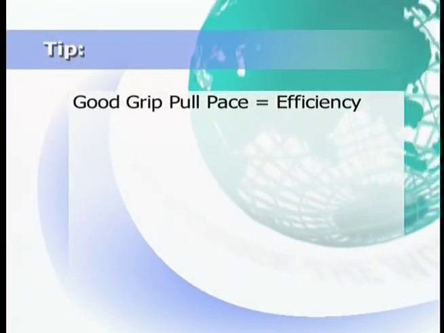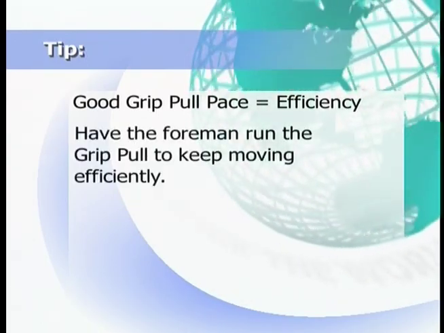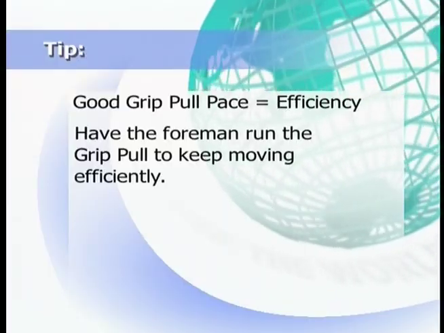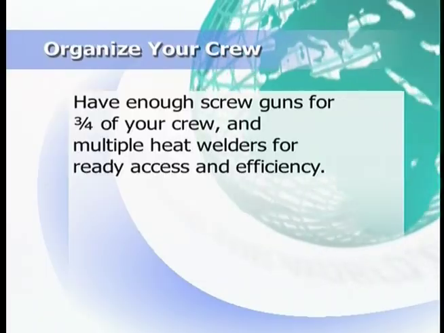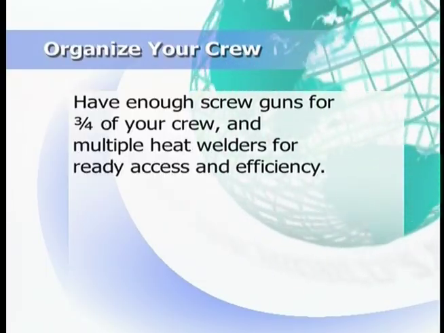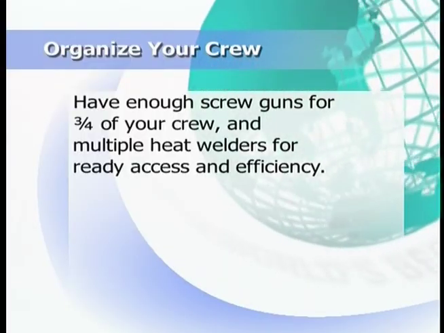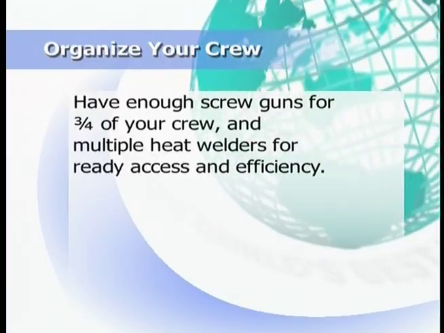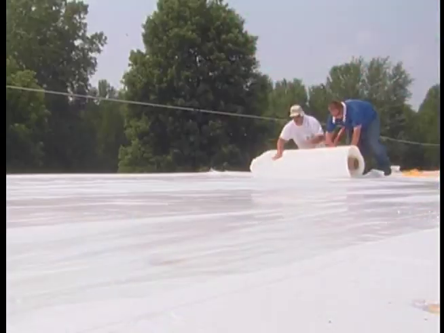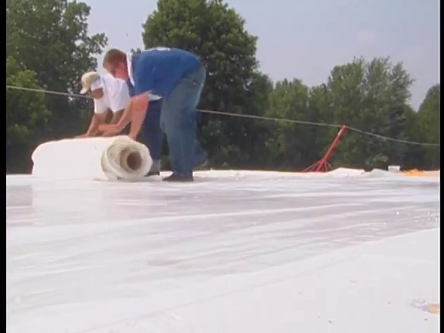The pace of the grip pole determines the pace and efficiency of the roof installation. It is therefore a good idea to have the foreman running the grip pole, keeping the job moving forward at a good pace. You want enough screw guns for 3/4 of your crew. You'll also want to be sure to have multiple heat welders. These steps ensure that your crew will always have access to the necessary tools to keep your job progressing smoothly and efficiently. With your thorough preparation to staff the right crew and sufficient tools, you can gain optimum efficiency on your job.